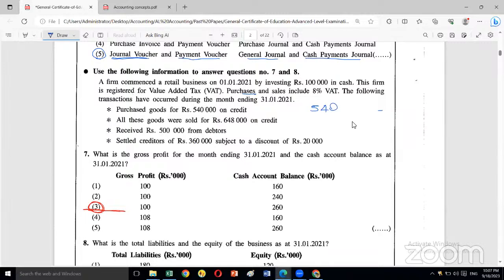Here you can see purchase goods for 540 on credit. So credit purchase will increase the liability by how much? 540. Now, after that, listen to me very carefully. So credit purchase will increase the liability by how much?